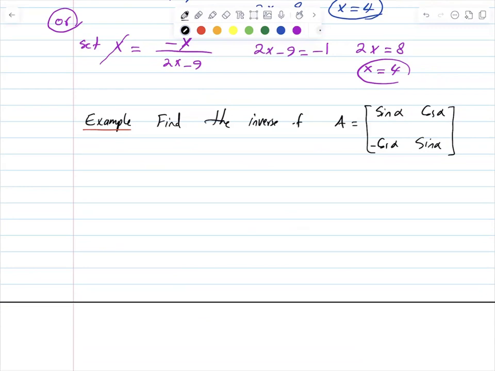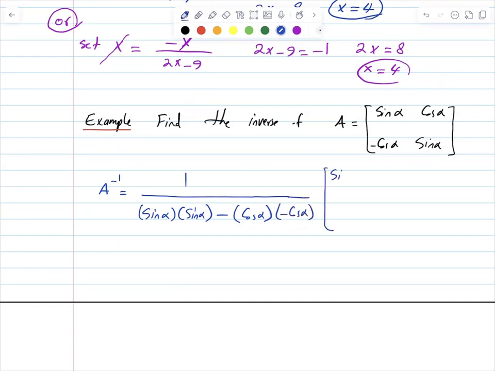Very good, thank you. So take a look. The inverse of this matrix is equal to 1 divided by sine alpha multiplied by sine alpha minus cosine alpha times negative cosine alpha. What are you going to do? You're going to switch sine with sine, which stays the same, and multiply the entries that are not on the main diagonal by a negative sign. Very good.